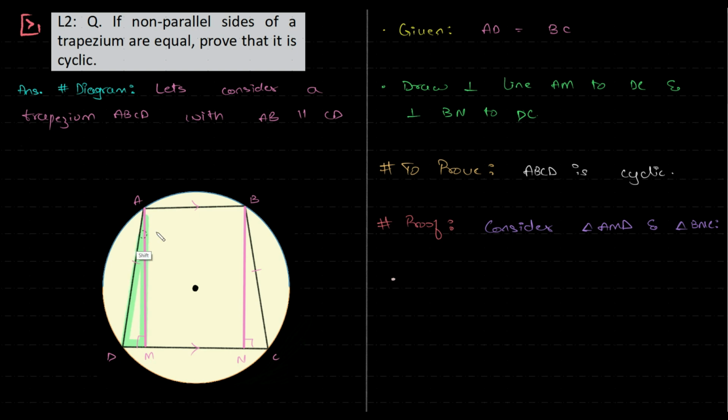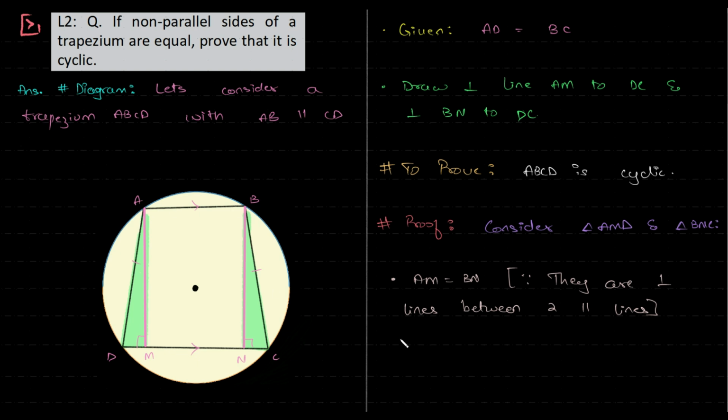Any idea? Okay, let me explain. Let me not tell the answer directly. So we have these two triangles. We have to prove that they are congruent. That's the agenda now. So first we'll go with AM is equal to BN. Is that correct? Because why? They are perpendicular distance, perpendicular lines between two parallel lines. So they have to be equal. That's the whole idea of perpendicular lines. Sorry, not perpendicular line also, and parallel lines.